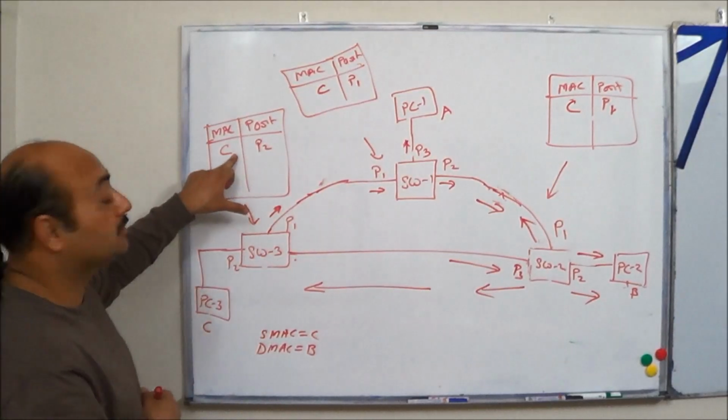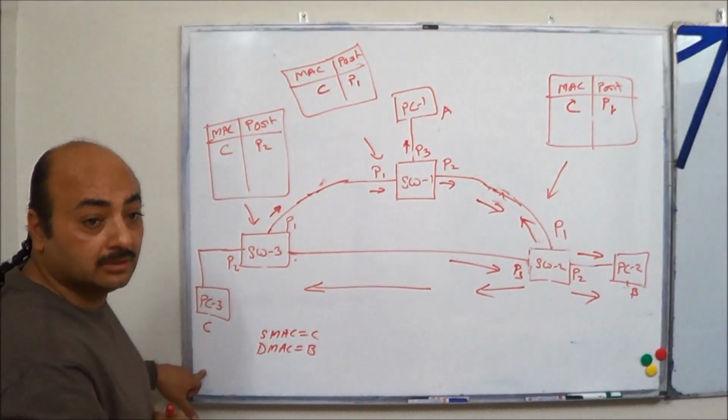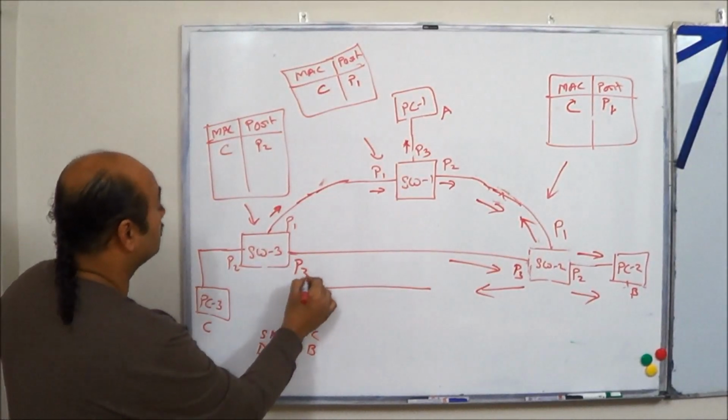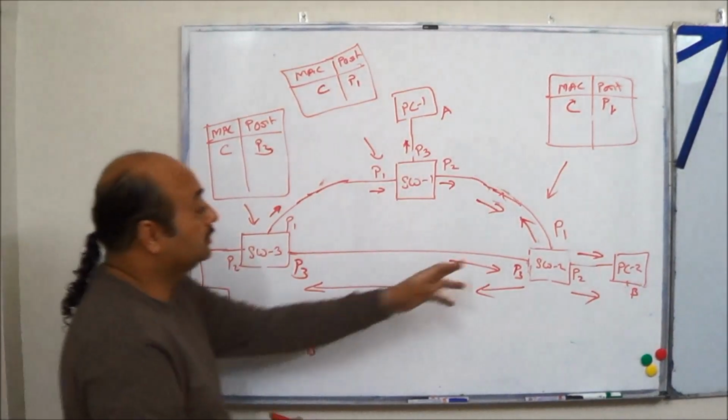So I have to rewrite this. C was previously on P2 and now it will become P1. Now it is becoming what? P3. Rewrite it. MAC move. Similarly, this frame is sent here.